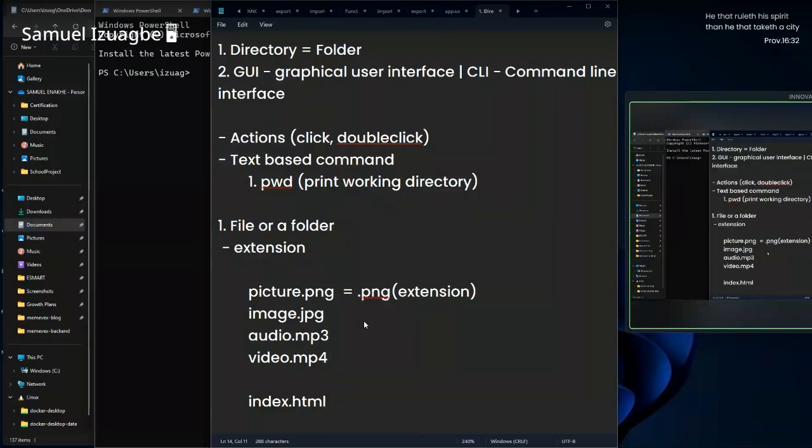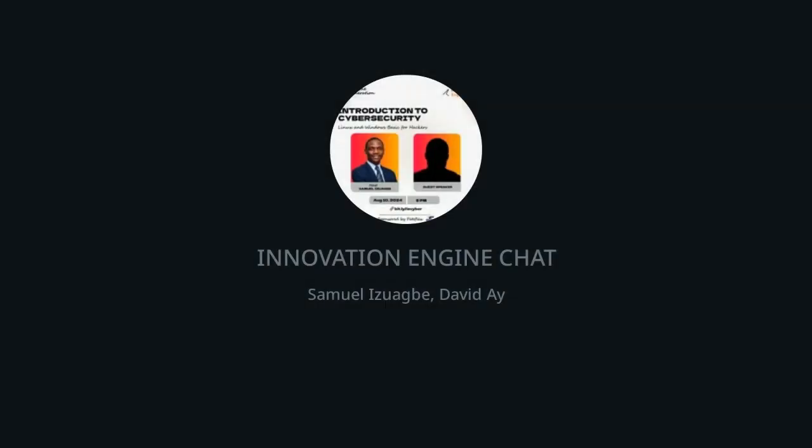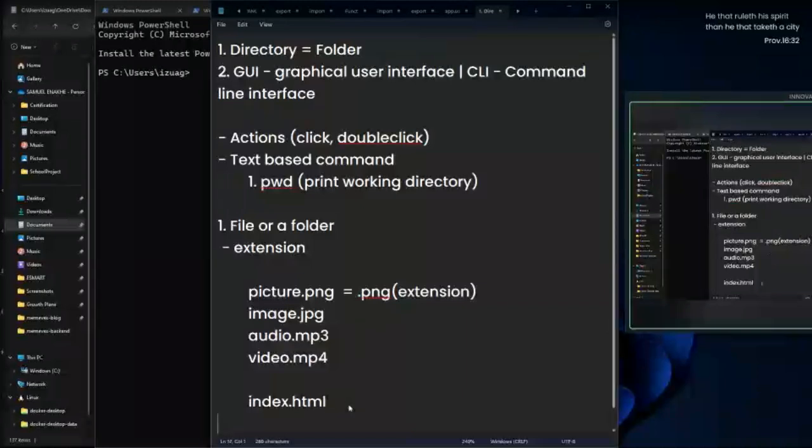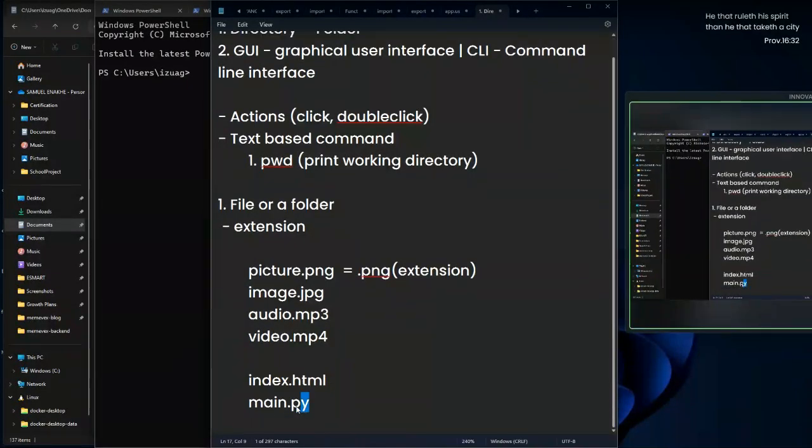Anything that does not have a dot is called a folder, and anything that has a dot is a file. In most cases, the dot starts from the beginning or it starts at the end. So in Python, if you want to create a file so we can start writing code, we'll name it main.py. So .py indicates that this file is a Python code file.